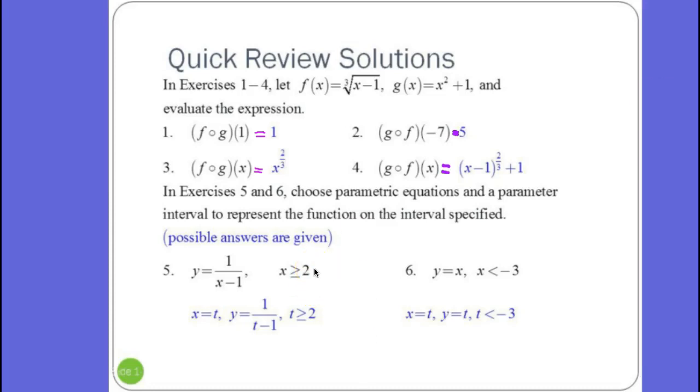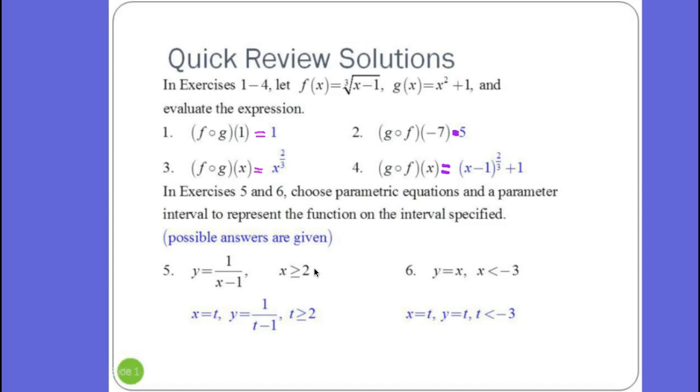So number 1, you should have gotten 1. Number 2, you should have gotten 5. 3 was x to the 2/3, and 4 was (x minus 1) all raised to the 2/3, plus 1.